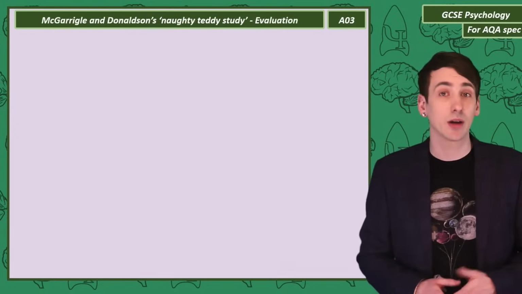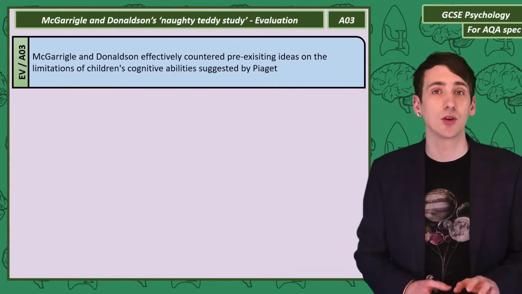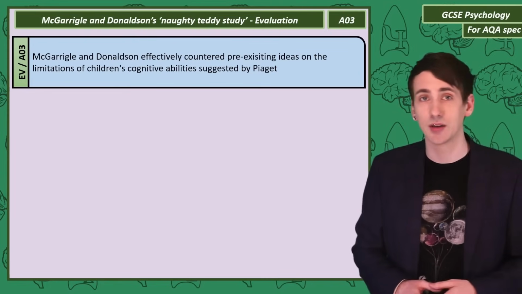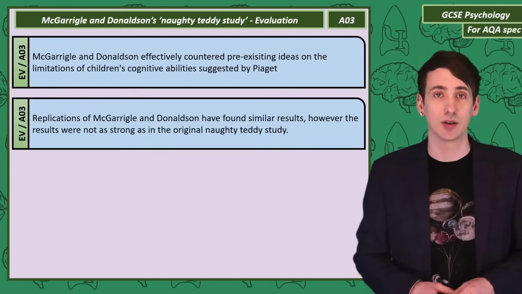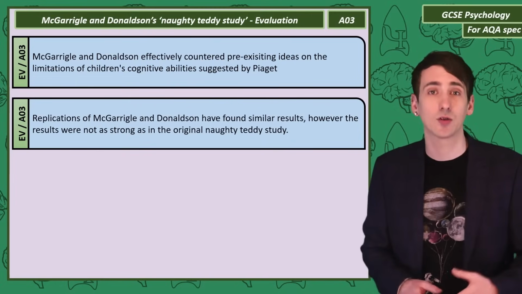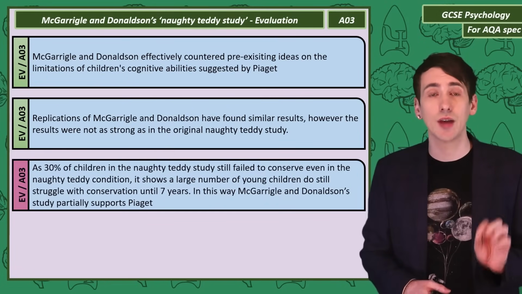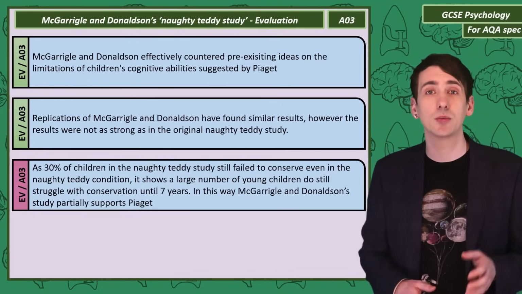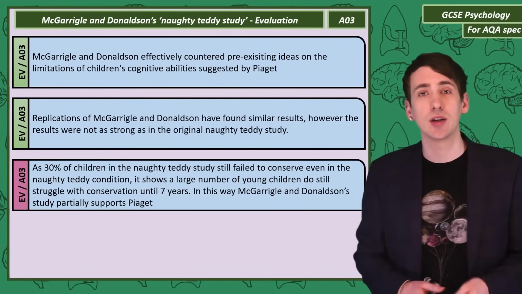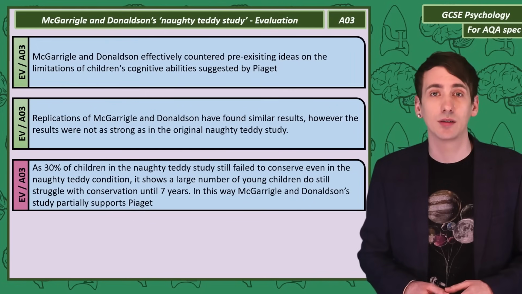So when we come to evaluate McGarrigle and Donaldson, a positive is they successfully challenged a pre-existing view on the limitations of children's cognitive development based on Piaget's ideas. Their studies also been replicated by other researchers. However, the results were not quite as strong as the original Naughty Teddy study. However, 30% of children were still unable to conserve in the Naughty Teddy condition. This shows that a large number of children do struggle with conservation until 7. This is partial support for Piaget's theories.